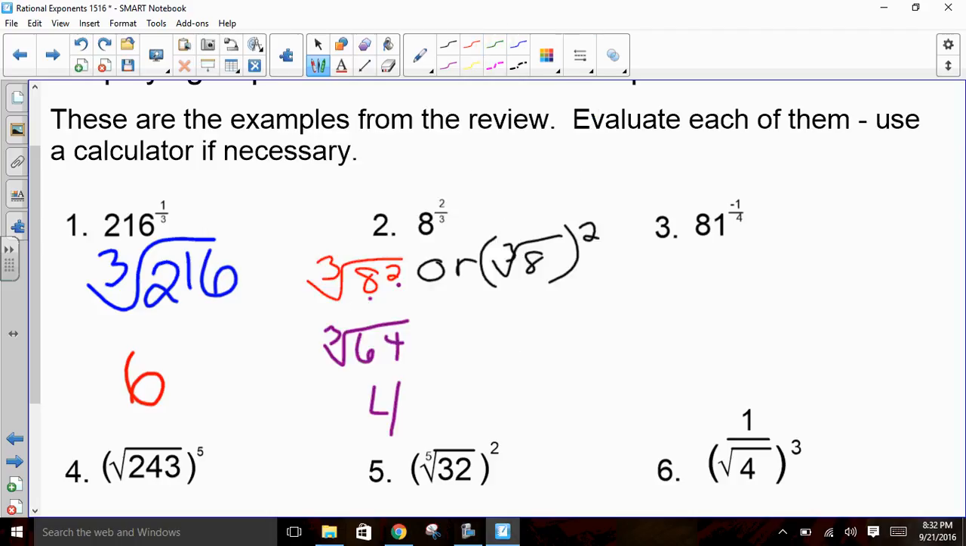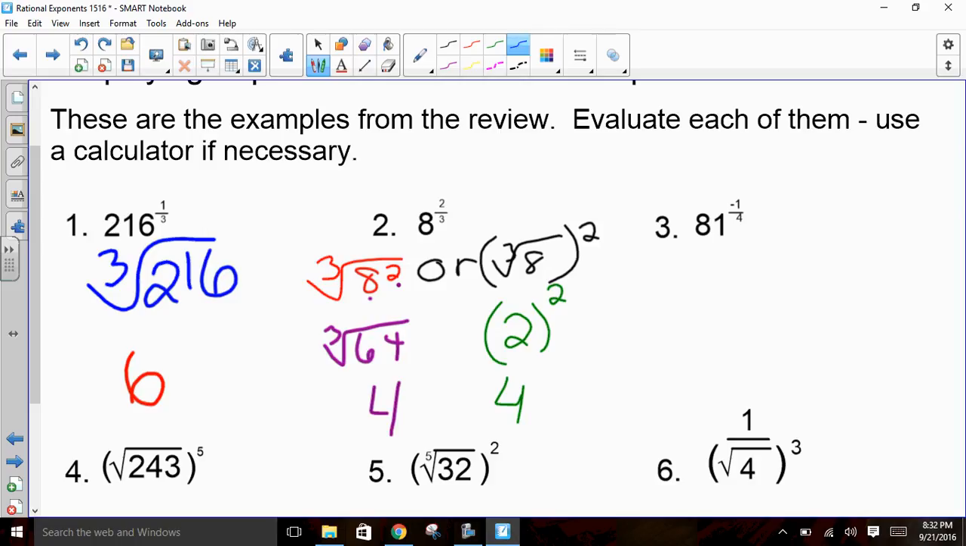Or I can take the cube root of 8, which if you look on your chart gives you 2, and then take that 2 value and square it, and 2 times 2 is 4. So again, 2 different ways to solve these.